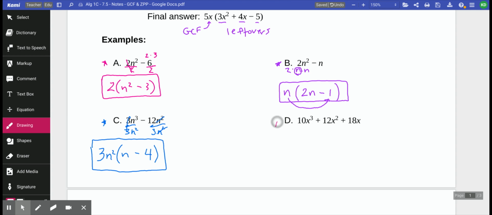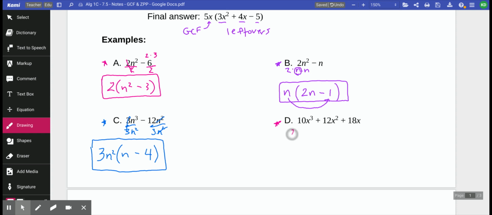Okay, last example on this page. We have 3 terms this time. So remember, anything we factor out has to be in common in all 3 terms. So this might be where we want to start writing stuff out a little bit more, just to see what's in common here.